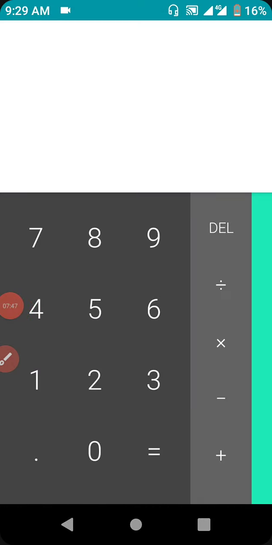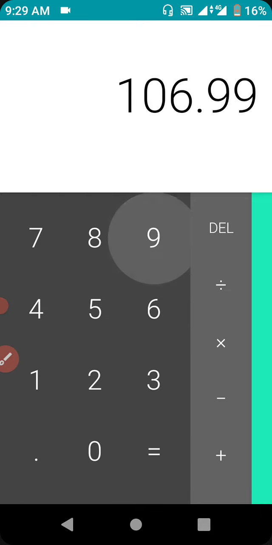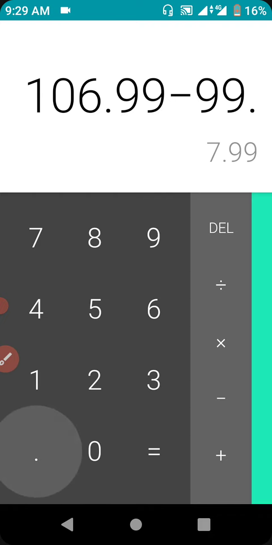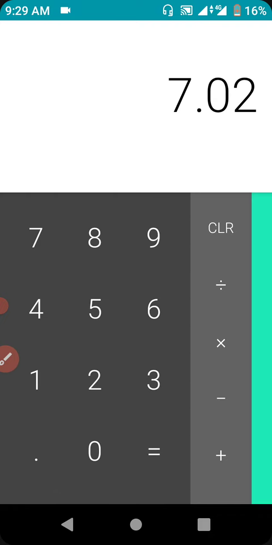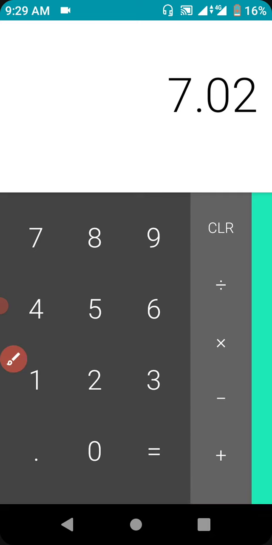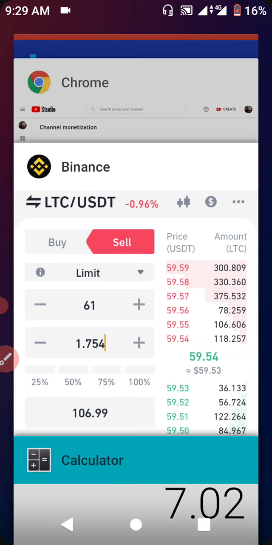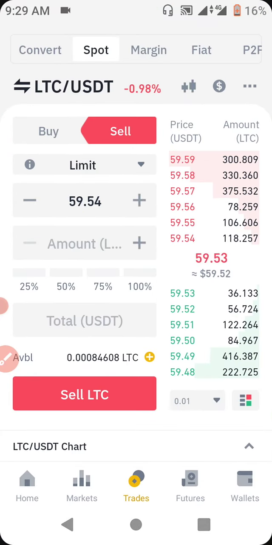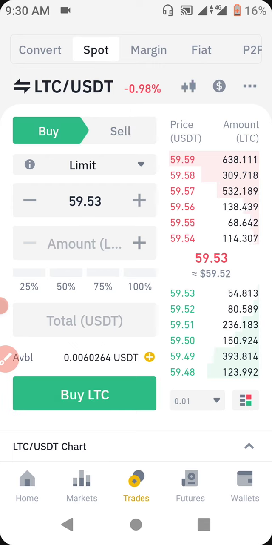So we sold at 106.99 minus 99.97. So you got a profit of $7, and this could be done in 15-30 minutes. You can do it sometimes in 5 minutes, depending on the market at that time. So that's $7 profit. That's the first method, just by putting in your amount and you wait for the market to sell.